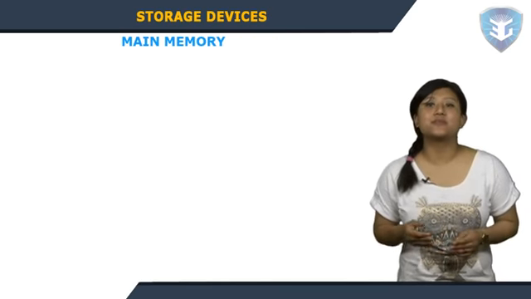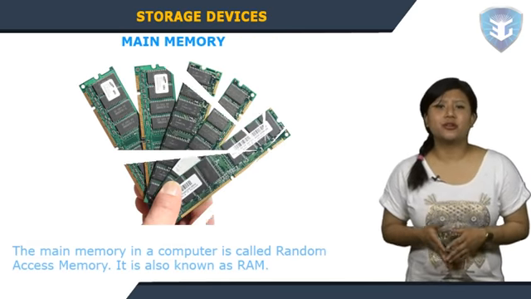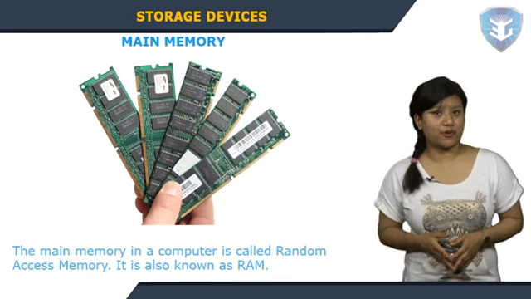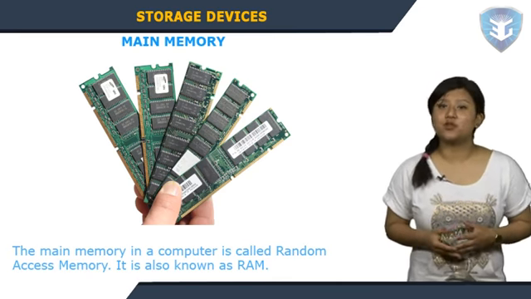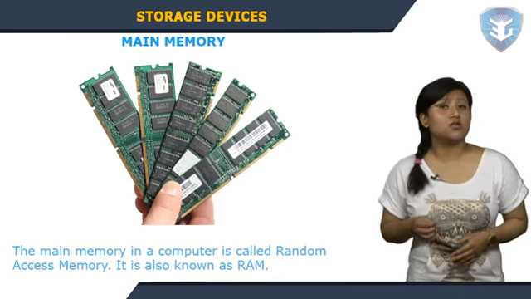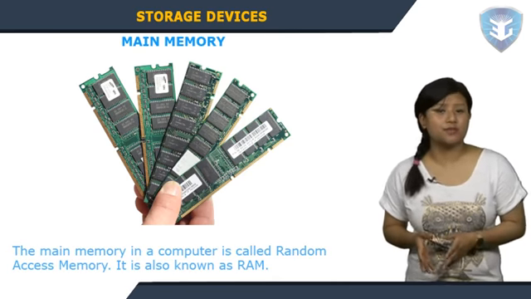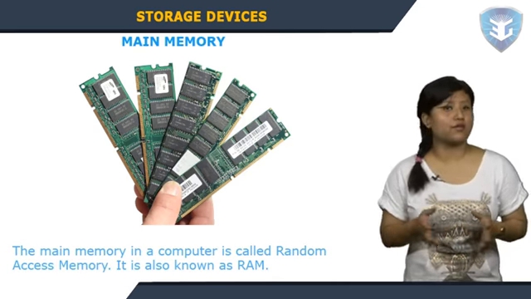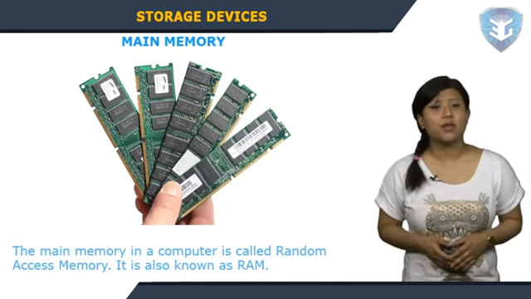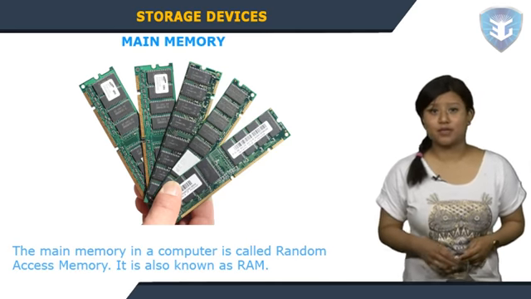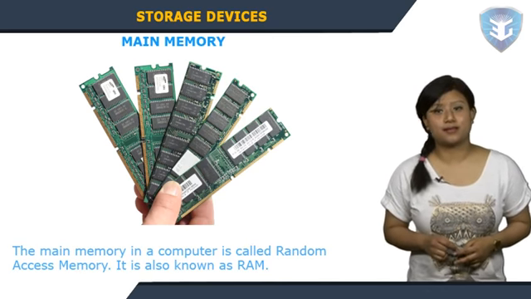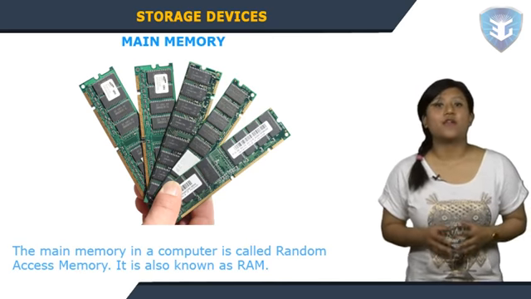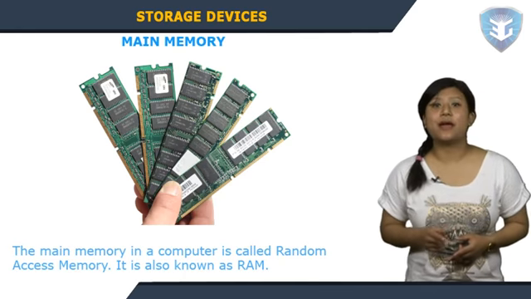Let us understand the main memory. The main memory in a computer is called random access memory. It is also known as RAM. RAM is one of the faster types of memory and has the capacity to allow data to be read and written. When the computer is shut down, all of the content held in RAM is purged. Main memory is available in two types, the dynamic random access memory, or DRAM, and static random access memory, or SRAM. There are two types of main memory, RAM and ROM.